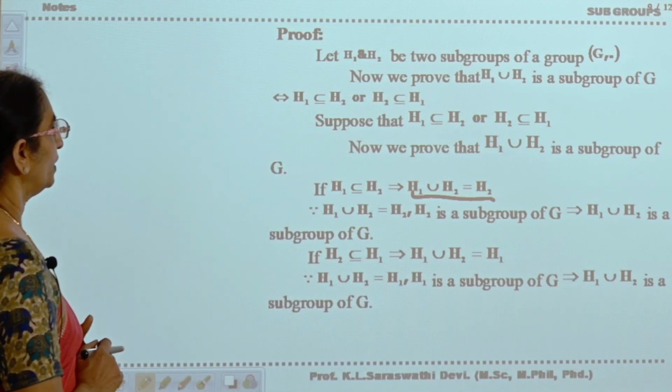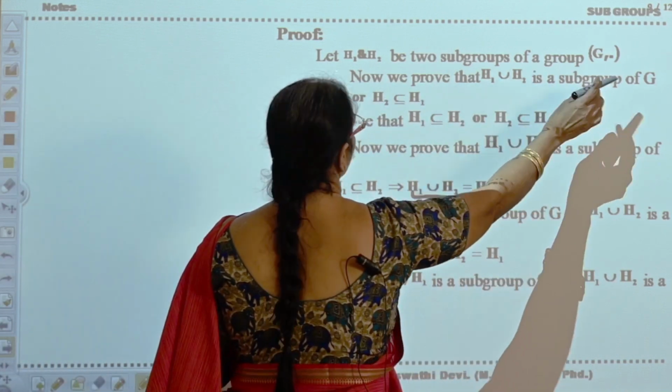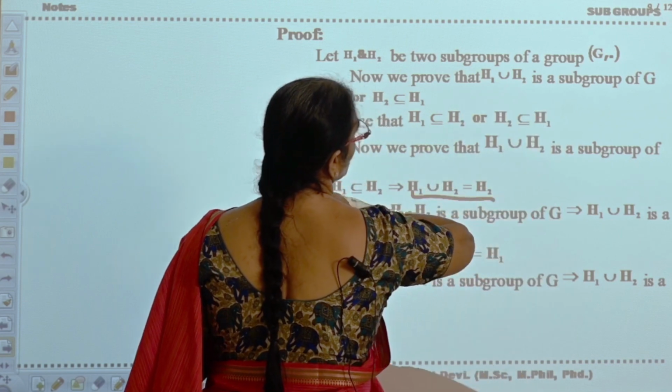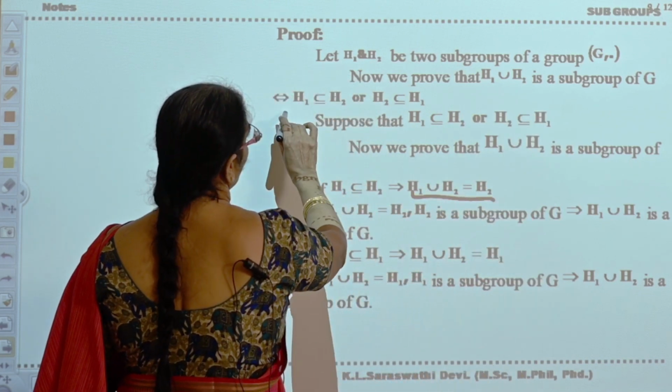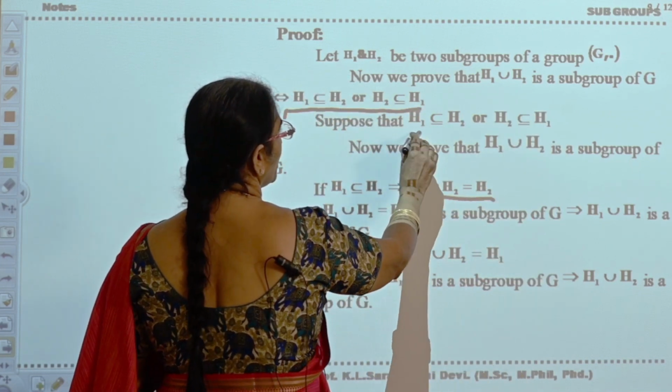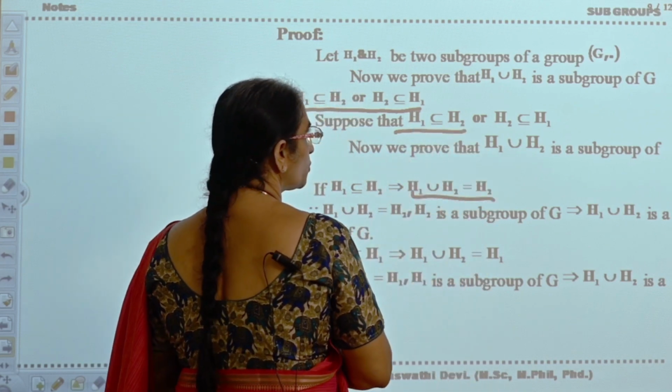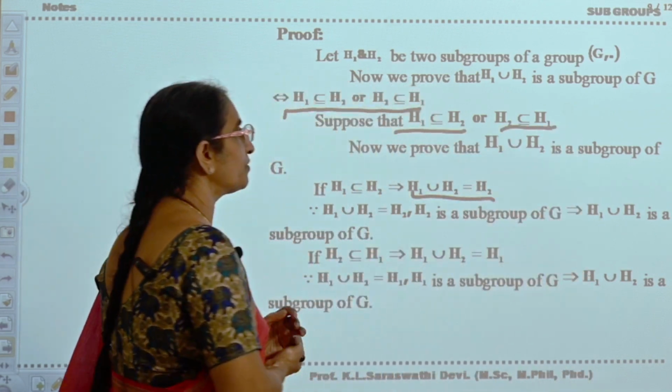See here. H1 and H2 are two subgroups of G. H1 union H2 is a subgroup of G if and only if, this we have to prove. You have taken H1 is a proper subset of H2 and H2 is a proper subset of H1.